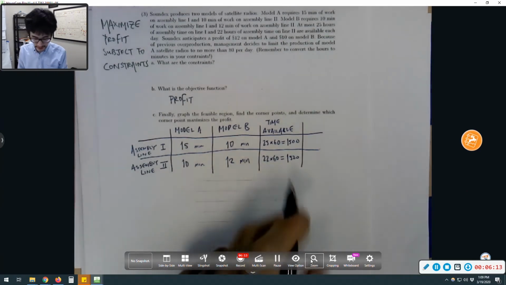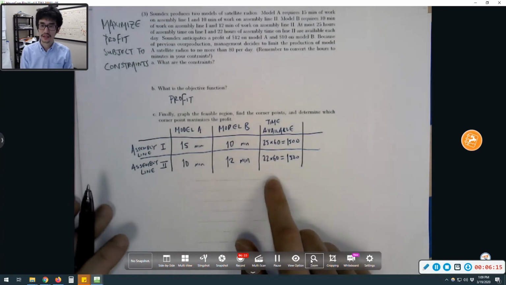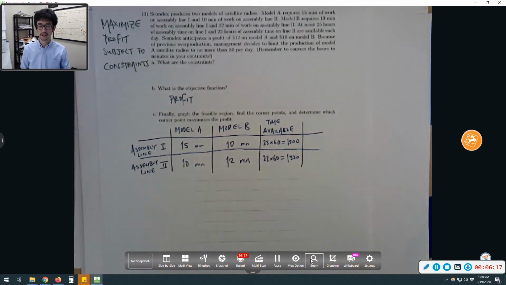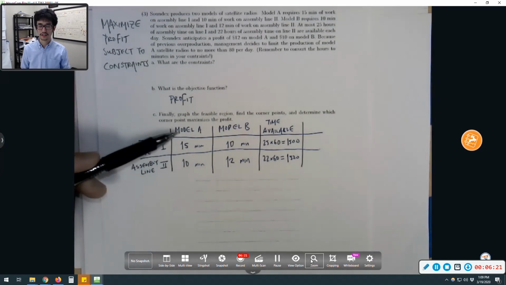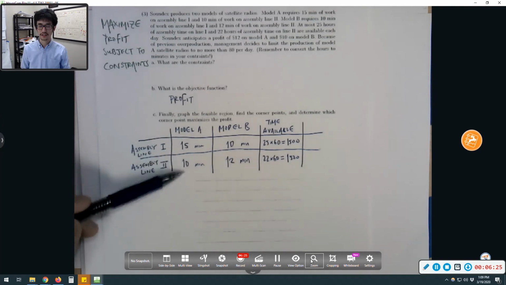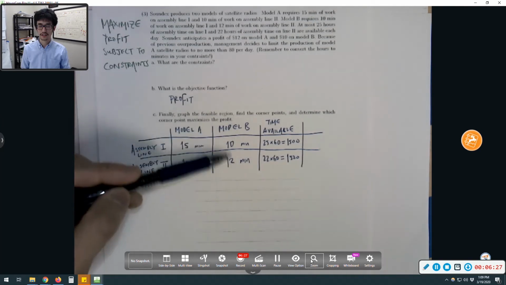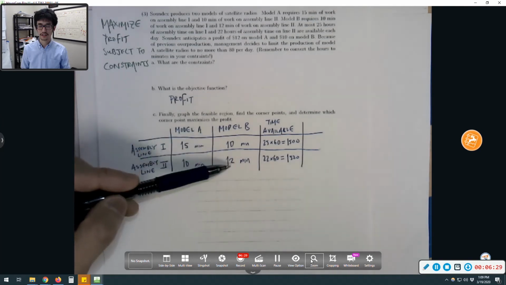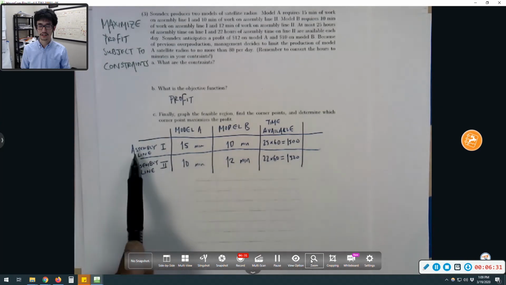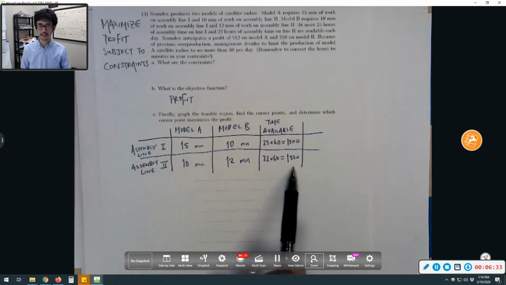Okay, good. And these are also in minutes. This allows us to now set up our constraints. Well, the Model A radios: the Model A radio requires this much time, and the Model B requires this much time. But then we only have this much time available for assembly line 1 and this much time for assembly line 2.